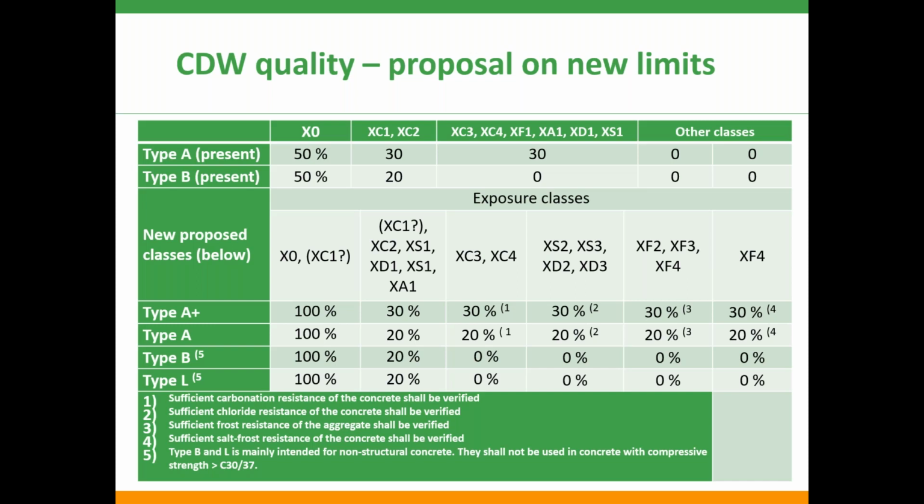So X0 to the left is basically indoor application where it's not exposed to weather and rain and frost and so on and salts. And at the other extreme to the right, you have classes corresponding to bridges and harbor installations and so on. So going from today, where you can replace only up to 50% even in indoor use, we make a proposal based on four new classes with different replacement levels. And we also add additional requirements that can come into force when you want to use it in a higher exposure class.